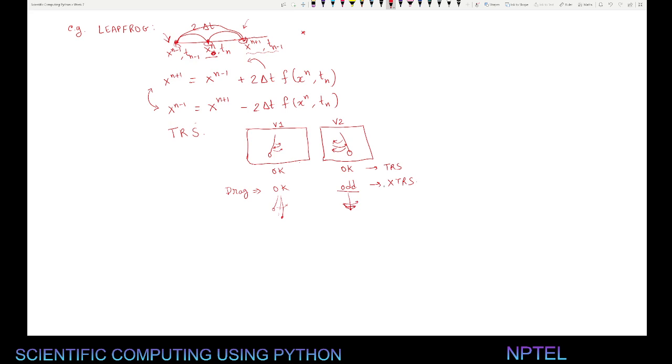So this is time reversal symmetry without mathematics. In mathematics, you say that t should go to minus t and velocity should go to minus u. Okay, and then your solution x of t should go to x of minus t. Okay, so this is what time reversal symmetry means.